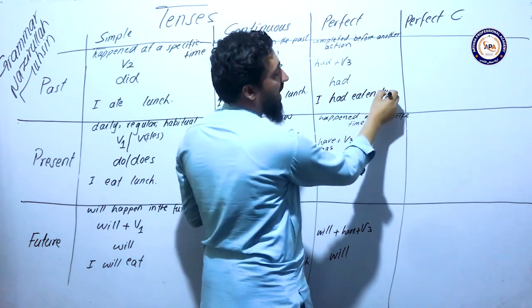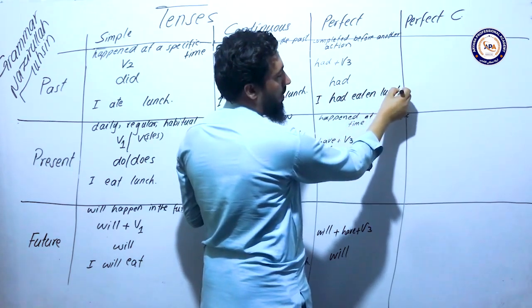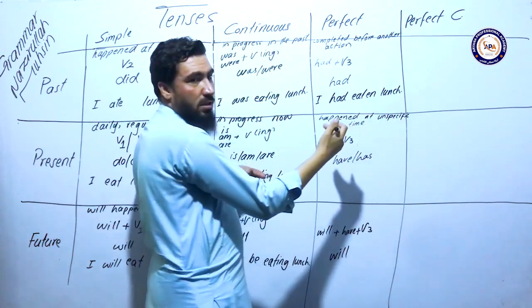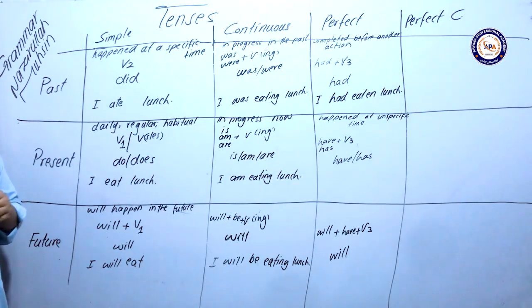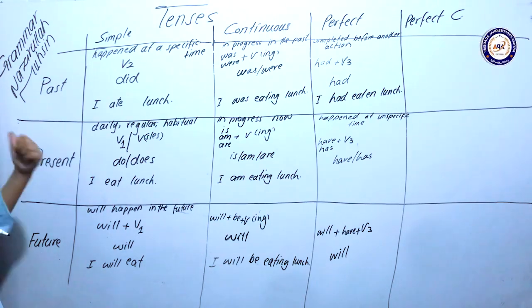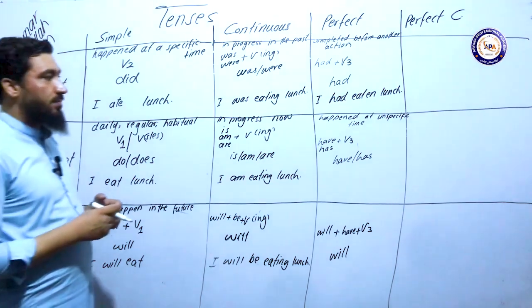I had eaten lunch. How can you translate it? It is an action completed before another action or time in the past. I had eaten lunch: the action completed before another action in the past.